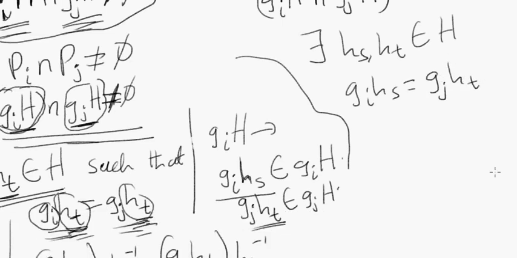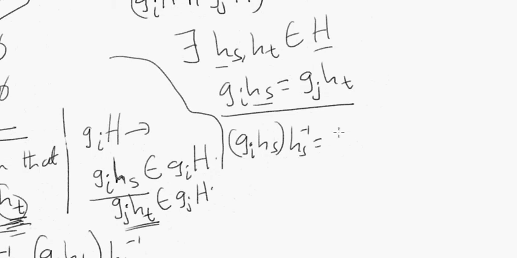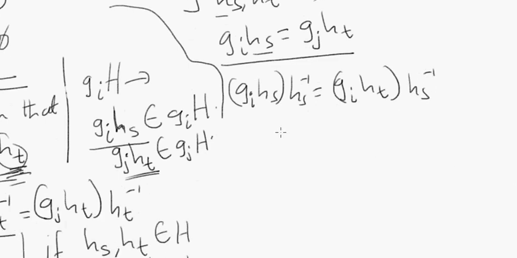HS is an element of H, and H is a group. In a group, every element has an inverse. So we could multiply this equation here to the right by HS inverse. Now we have GIHS times HS inverse equals GJHT times HS inverse. This is what we have so far. We end up with GI equals to GI HT times HS inverse, right? Because HS times HS inverse gives us the identity. All right.